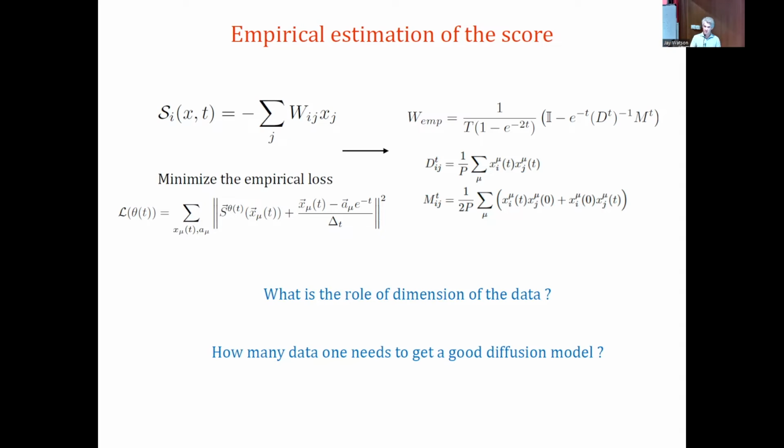So you can start to feel that dimension will play a role, and there will be a competition between dimension and the number of data. So let's see. At the end, in this case, it's nothing else than a random matrix theory problem, to understand the competition between dimension and number of parameters.